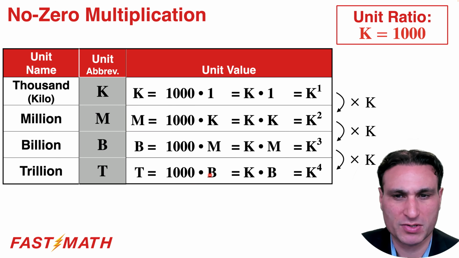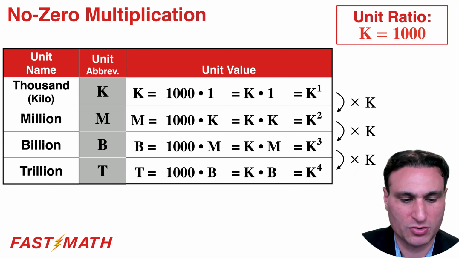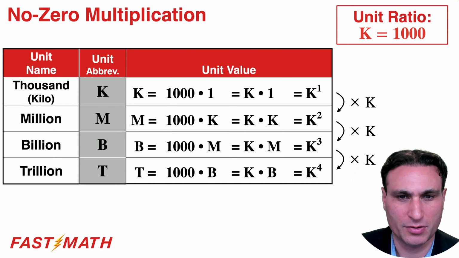This column expresses the unit value as 1,000 of the next smaller unit of magnitude, with 1,000 written in long form format, and using the unit abbreviation for the next smaller unit. So here million is expressed as 1,000 thousandths, billion is expressed as 1,000 millions, and trillion is expressed as 1,000 billions. So 1,000 is fixed, and the unit is the next smaller unit of magnitude.